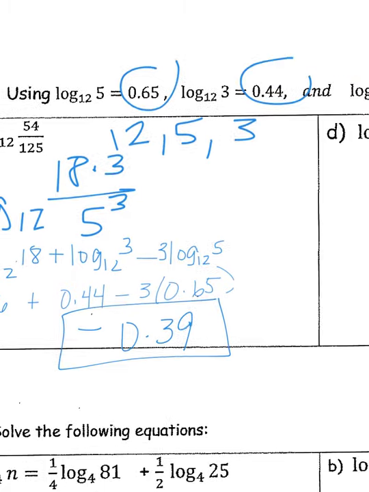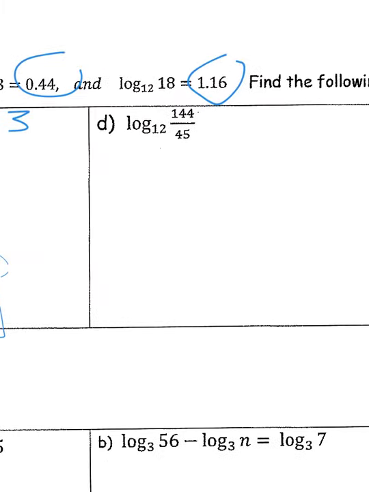Okay, let's do the last one. So now we got 144. Well, remember we can use 12s, 3s, and 5s. So obviously 3 and 5 do not go into 144, but 12 squared does. So let's rewrite it. So you get log the base 12 of 12 squared over 45. Well, 45 would be 9 times 5. We don't have a 9, but we do have 3 squared. So it would be 3 squared, which gives me 9, times 5.